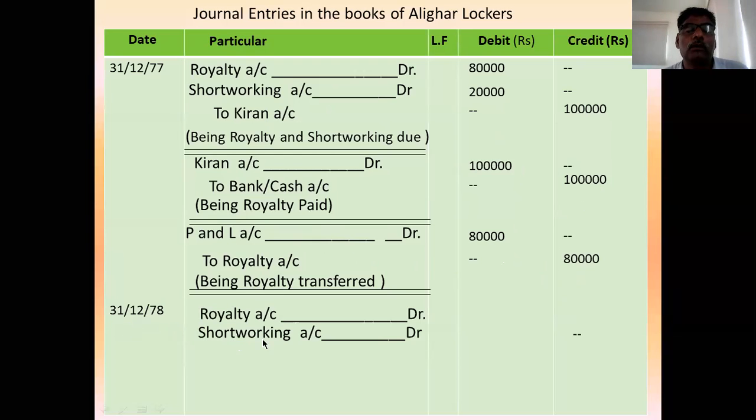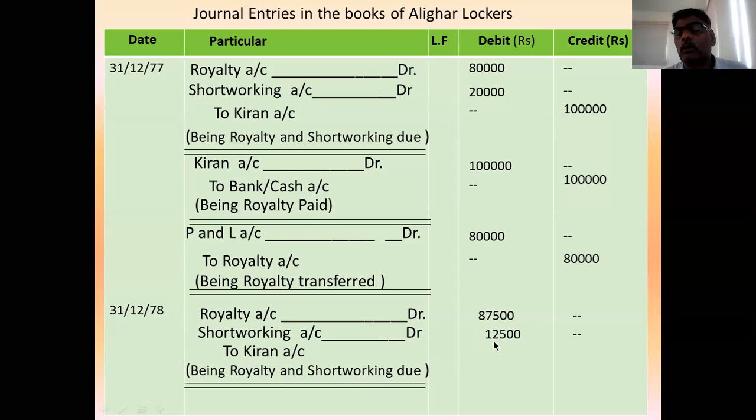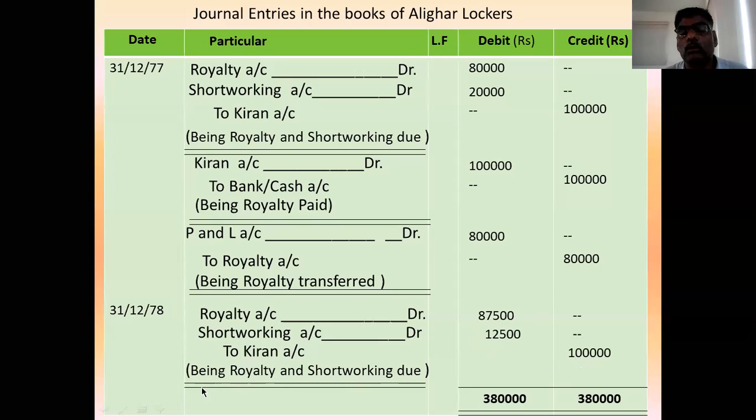First entry, royalty account debtor, short working account debtor to Kiran account, being royalty and short working due. Here I joined the short working because in the second year also there is a SW. Royalty 87,500, short working 12,500, total 1 lakh. I take the total. This is the total of first year, first page. I'll take the same total in the next page.